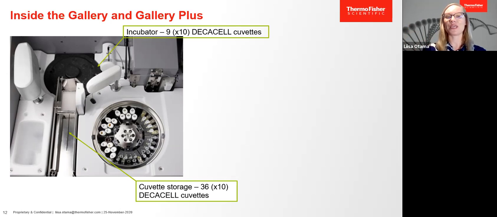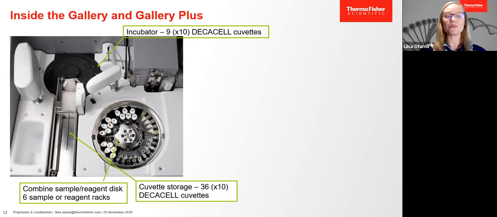We have our incubator. The incubator is where the reaction happens. This is temperature controlled, so the reactions always happen under a controlled temperature. In the incubator, we have place for 9 decacells, meaning that we can have 90 different measurements ongoing simultaneously. So in practice, you could have 90 different tests up and running at the same time.